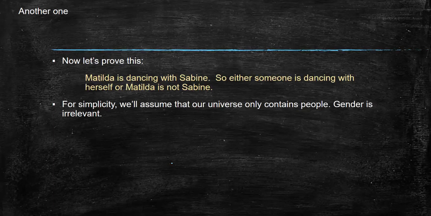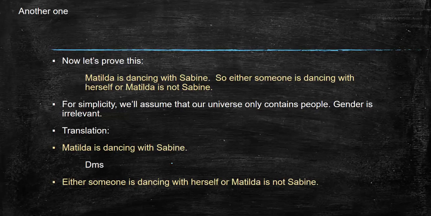So for simplicity, let's just go ahead and assume that our universe only contains people and that gender is irrelevant. So Matilda is dancing with Sabine, capital DMS. Either someone is dancing with herself or Matilda is not Sabine. There exists an x such that DXX or it's not the case that m equals s. All right, can you prove that? Give it a shot.